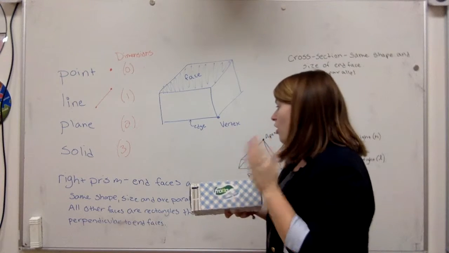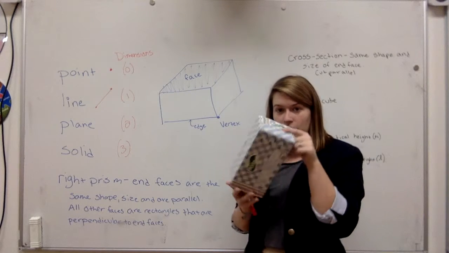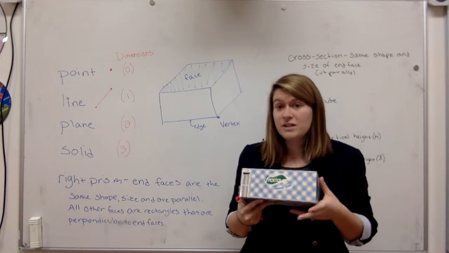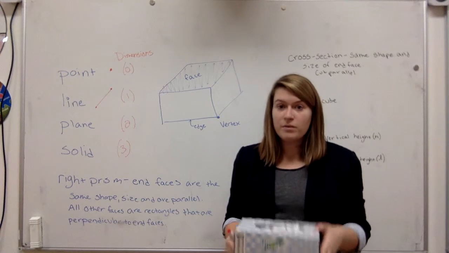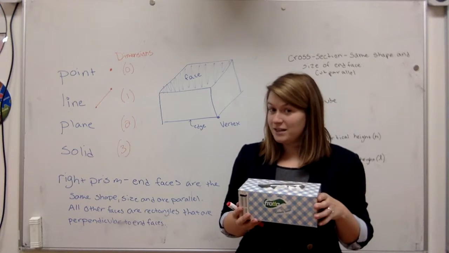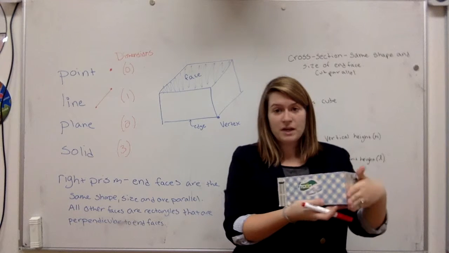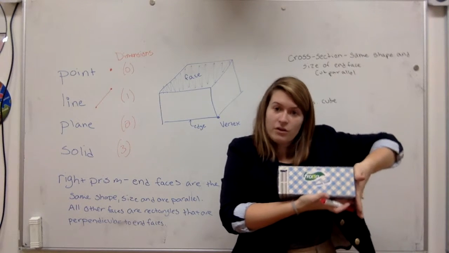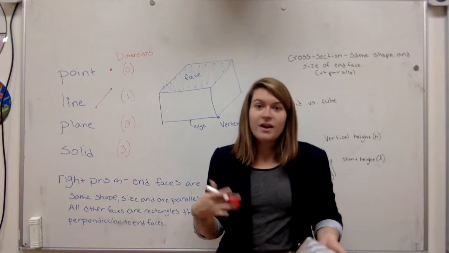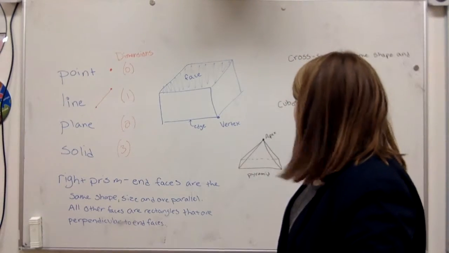And then all the other faces are also rectangles. So we have a rectangle here, a rectangle there, and they're perpendicular to the end face. This is really helpful when we're problem solving because we know something about perpendicular lines: they create 90-degree angles. So with these perpendicular shapes, we're going to have these awesome 90-degree angles, which are really fun to work with, and it makes your life a little bit easier. So that's right prisms.